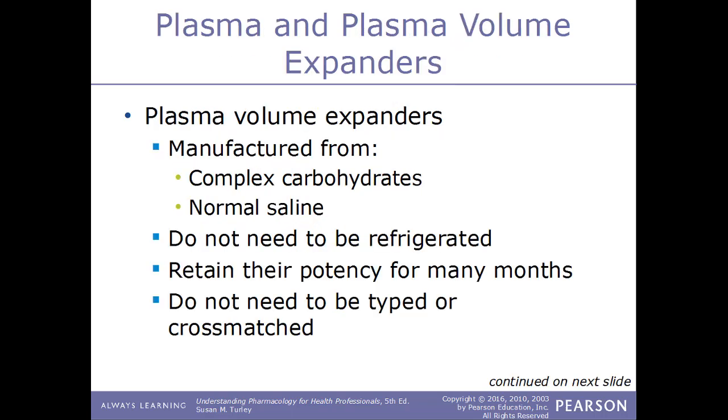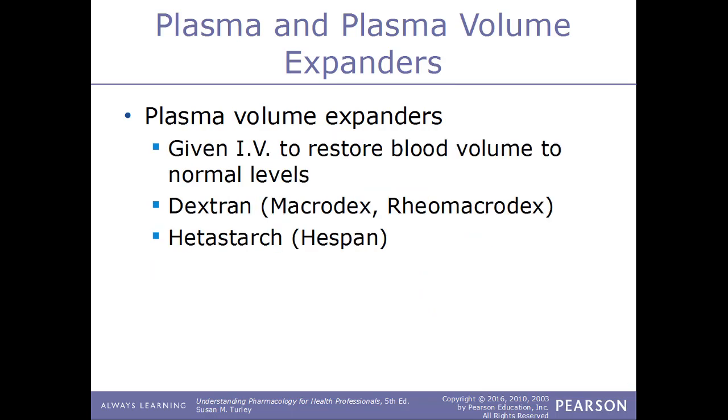All right, now I'll talk about plasma volume expanders. These are manufactured from complex carbohydrates and also normal saline. Now, these do not need to be refrigerated, and these can retain their potency for many months. And they also do not need to be typed or cross-matched. And these can be given intravenously to restore blood volume back to normal levels. And some examples of this kind of solution would include dextran, known by its trade names Macrodex or Rheomacrodex, or also Hetastarch, known by the trade name Hespan.